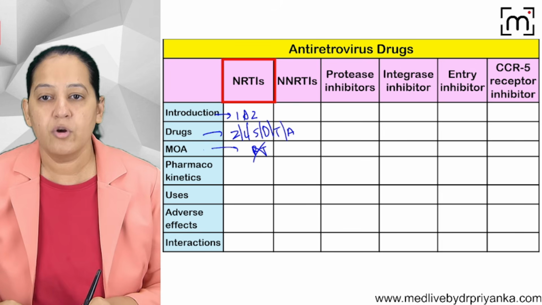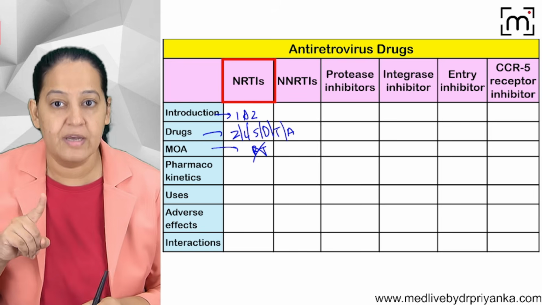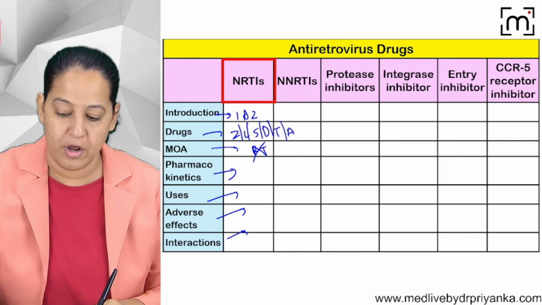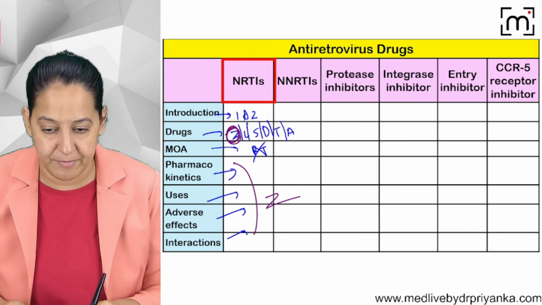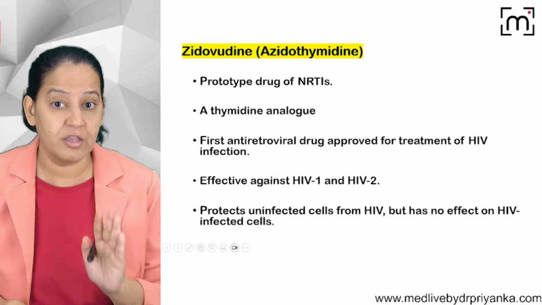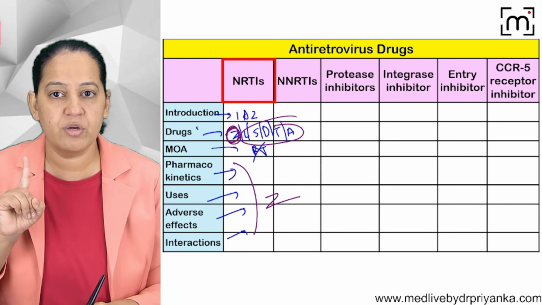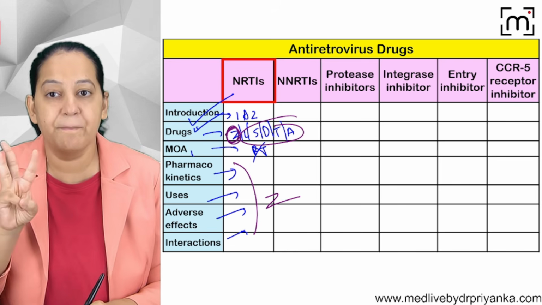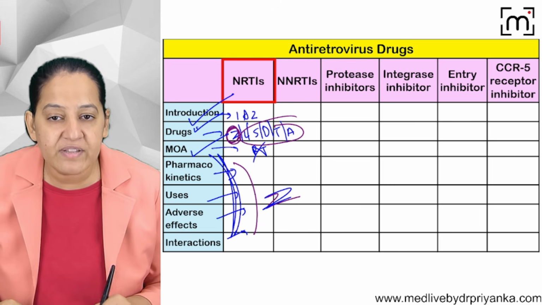Now onwards I will teach you the prototype drug. So let's continue with Zidovudine. I am teaching you pharmacokinetics, uses, adverse effects, and interactions of Zidovudine. I'm continuing with the prototype drugs. For other drugs, I will teach you 1 to 2 lines. But mainly, you have to learn the prototype drugs in each category. Till here, it was common. Introduction was common for all of them. Drugs were common. Mechanism of action was common for all of them. But from pharmacokinetics onwards, I am continuing with Zidovudine.